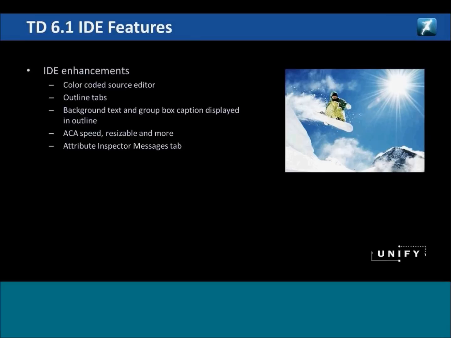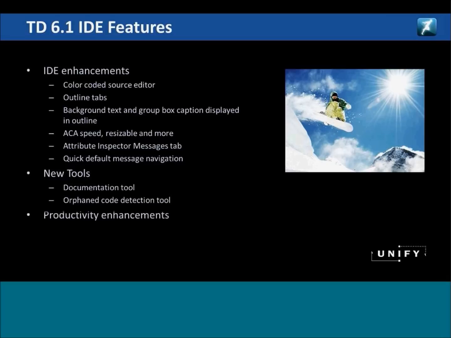We have a new Attribute Inspector Messages tab that allows for quick message navigation and quickly adding code to controls that are on your screens. Quick default message navigation is included in the Attribute Inspector. You get new tools like the documentation tool and the Orphaned code detection tool.